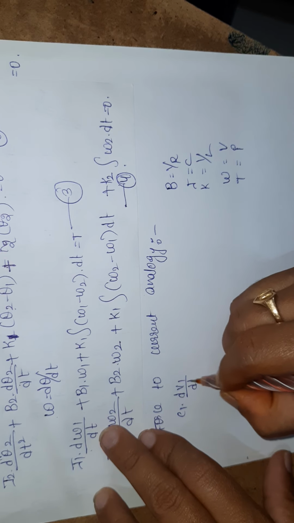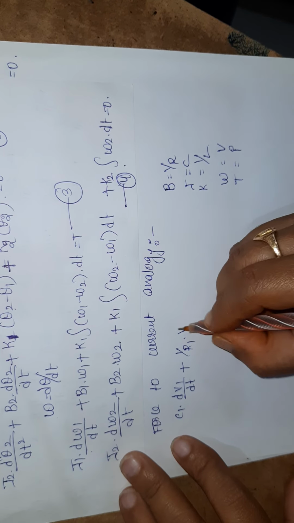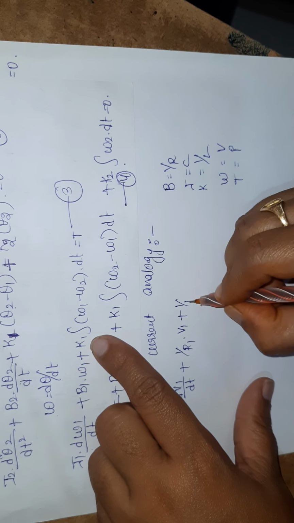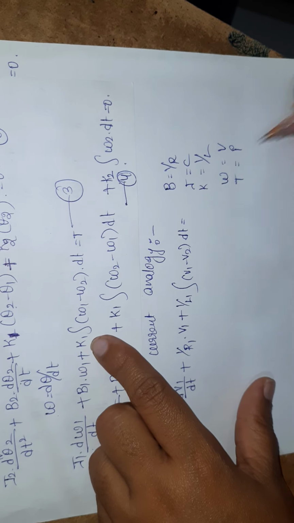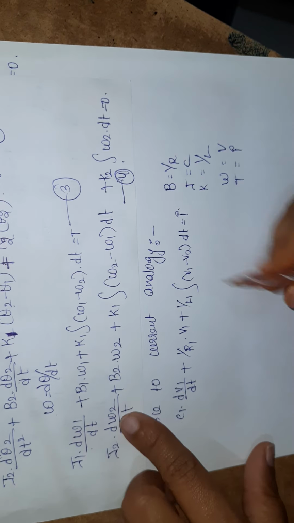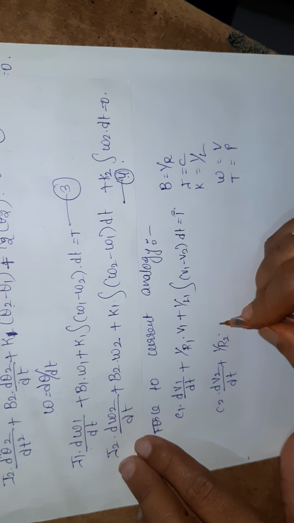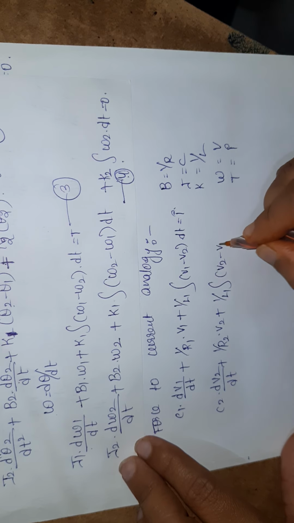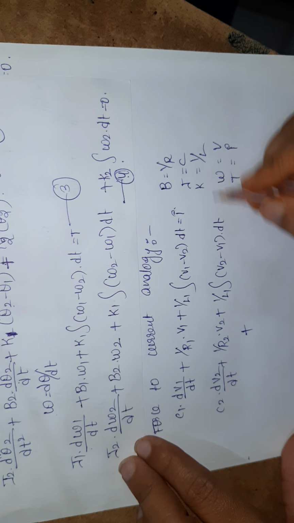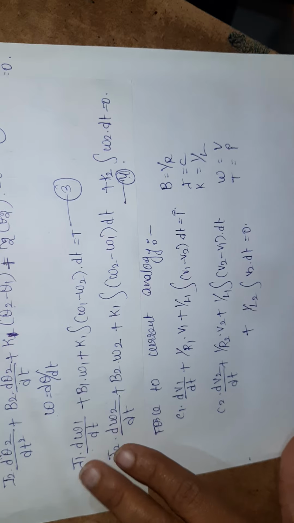dV1 by dt plus 1 by R1 V1 plus 1 by L1 integration of V1 minus V2 into dt is equal to I. Similarly, equation 4: C2 dV2 by dt plus 1 by R2 V2 plus 1 by L1 integration of V2 minus V1 into dt plus 1 by L2 integration of V2 into dt equal to 0.